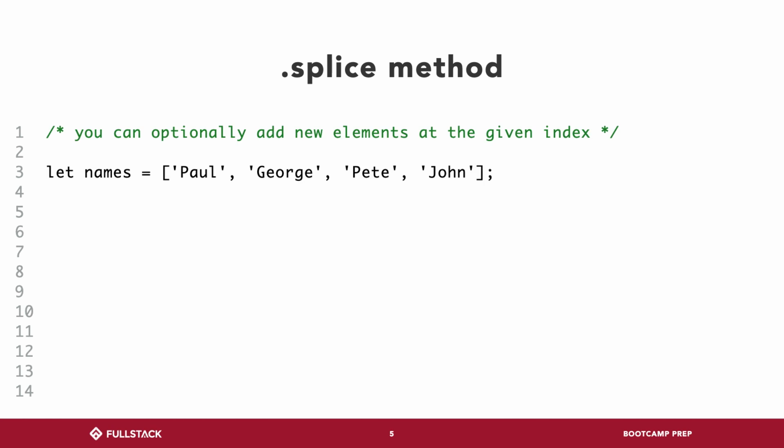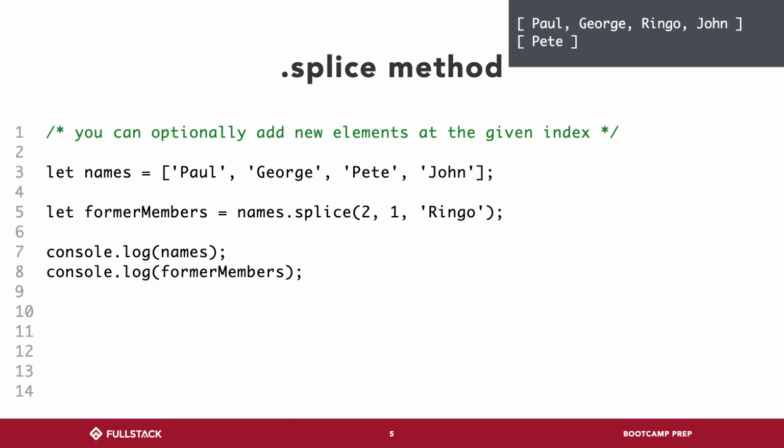And you can optionally add new elements at the given index. So we say let names be Paul, George, Pete, and John, and we could say let former members equal names.splice 2, 1, Ringo. What is former members going to be? Just Pete. Former members is just going to be Pete, because splice returns a new array of the deleted things. Starting at index 2, 0, 1, 2, deleting one thing, Pete, doesn't matter about anything else. Just how many things we're deleting. That is what former members will be in an array.